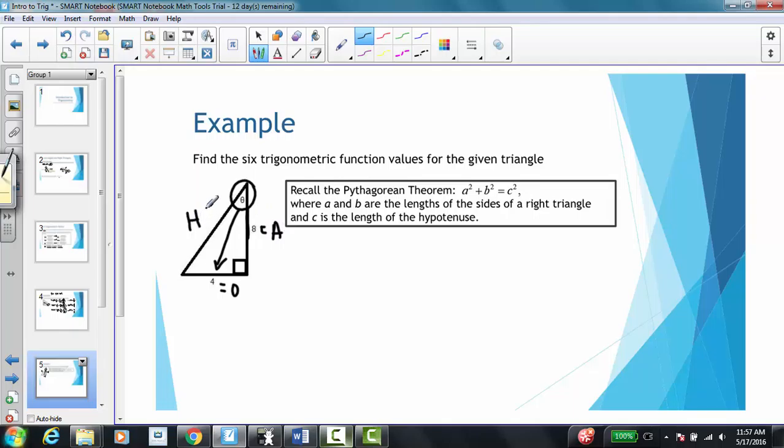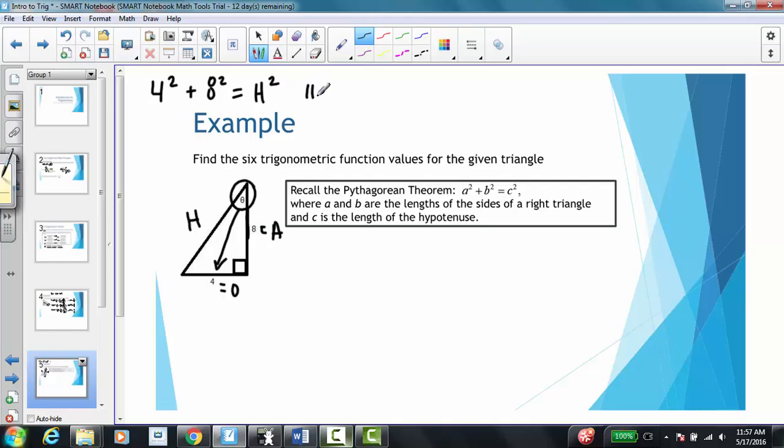If you recall the Pythagorean theorem, a squared plus b squared equals c squared, where a and b are the lengths of the sides of the right triangle and c is the length of the hypotenuse. So we can use the Pythagorean theorem in order to find my hypotenuse. Here I have the side opposite of my angle squared plus the side adjacent to my angle squared is going to give me my hypotenuse squared.